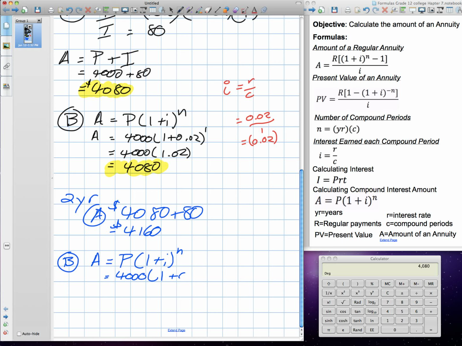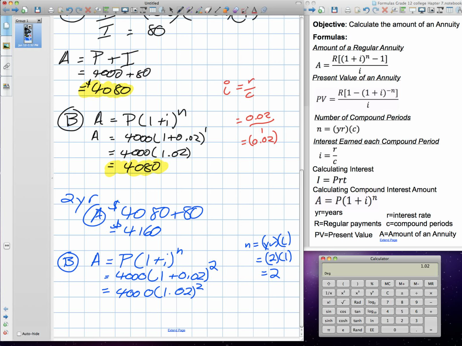The only thing that's changed over the course of 2 years is the number of compounding periods. n is technically equal to the number of years times the number of compounding periods, c. So years times c. Now we're investing for 2 years, and it's compounded once a year. So n is now the number 2. This is being compounded over 2 years. So we now put this to the power of 2. We get 4,000 times 1.02 to the power of 2. So we get a new number. And once we multiply by 4,000, what do we get, Chris? There we go.